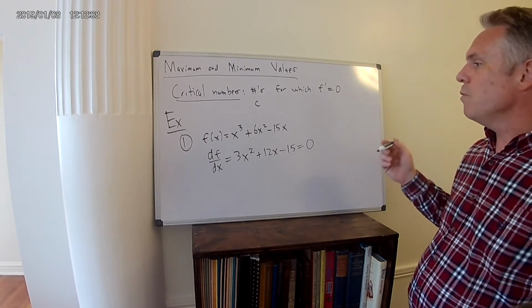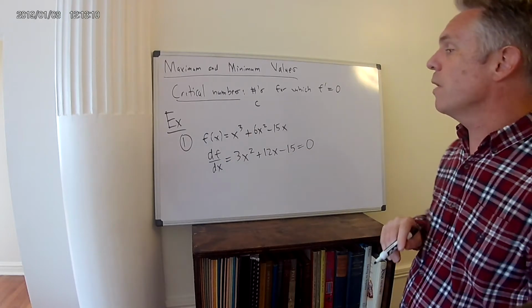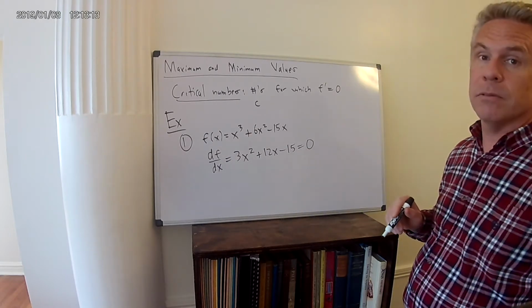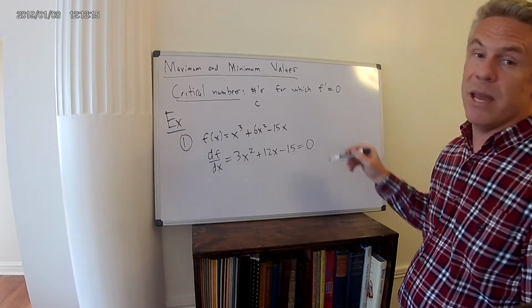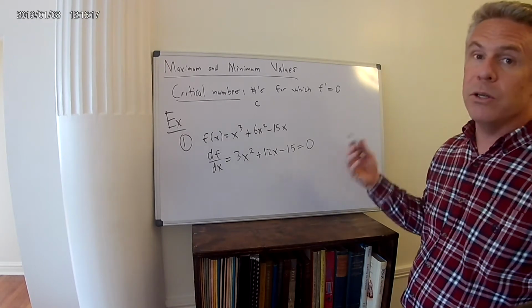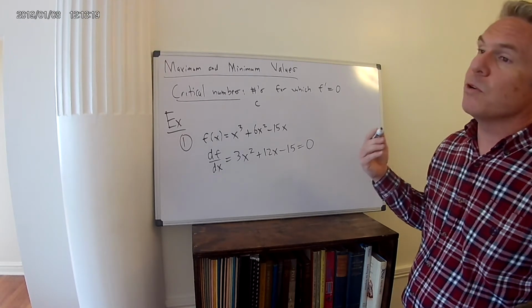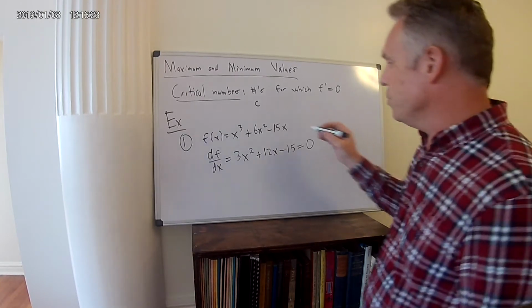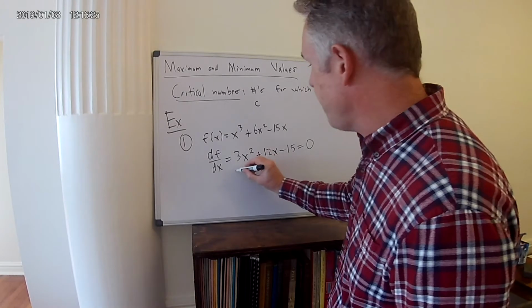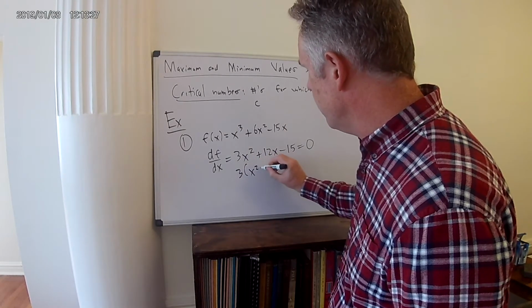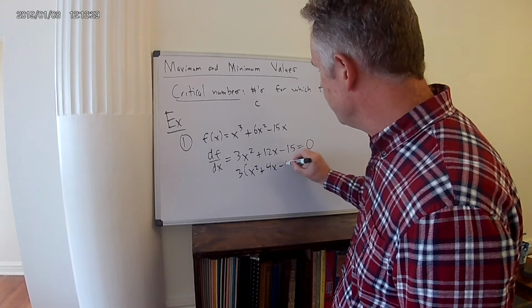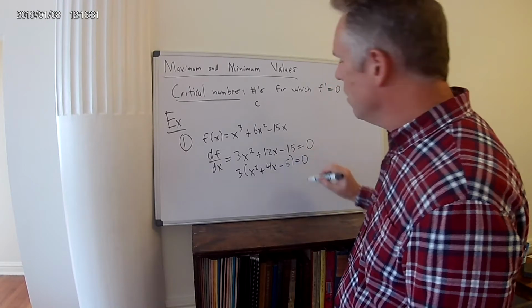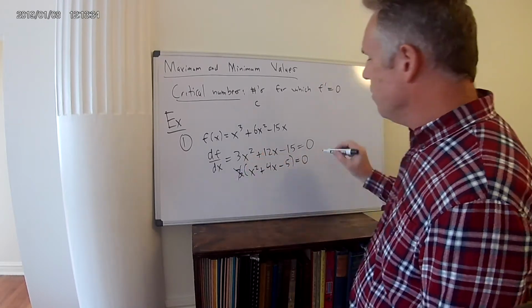So we take the derivative of this function, set it equal to 0, and find the values of x that make it 0. Those are the critical numbers for this function, the numbers for which it typically will have a local maxima or minima. Let's solve for those values of x. I'm going to factor out a 3. We get x squared plus 4x minus 5 equals 0. The 3 goes away, and we get this equation.